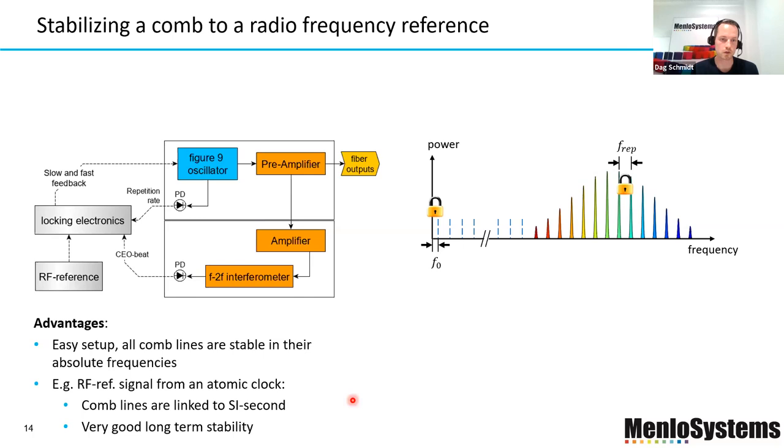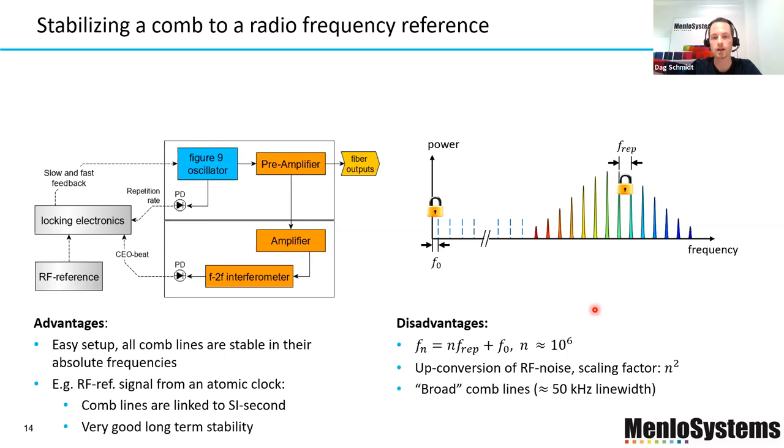There are also disadvantages. And this can be seen from the comb formula again. You see the optical comb modes are given by n times the repetition rate, and this n factor is on the order of 1 million. So if you have a noisy RF reference, then this is upconverted to the optical domain. There's always an upconversion of RF noise, and the scaling factor is n squared. So this indeed means that you cannot lock your comb very tightly to a radio frequency reference.